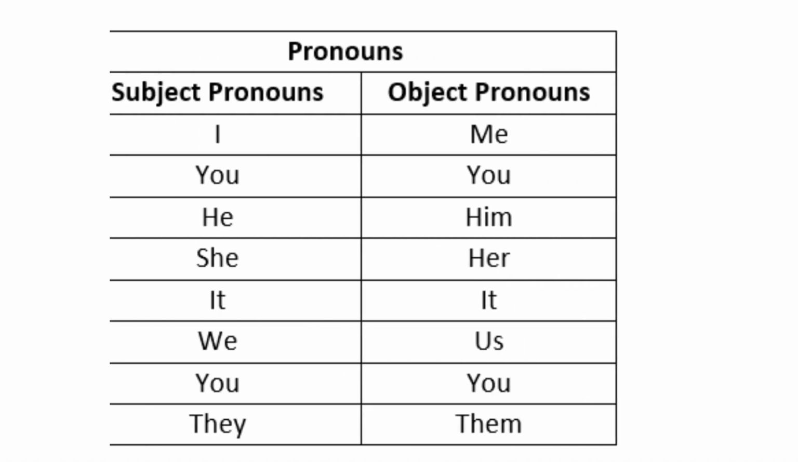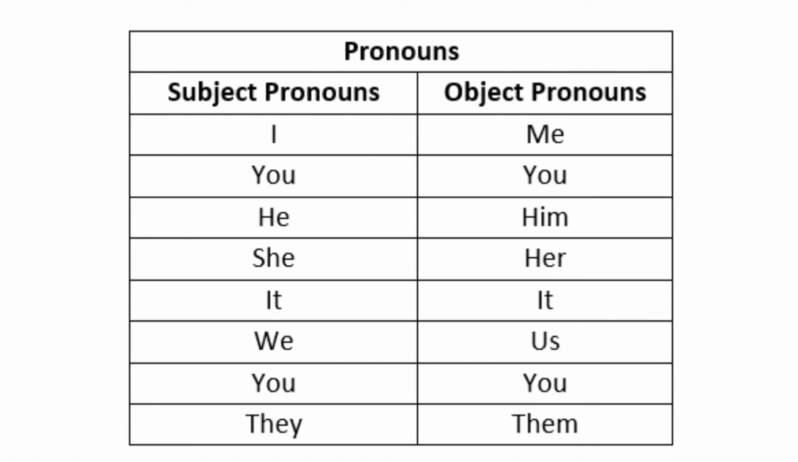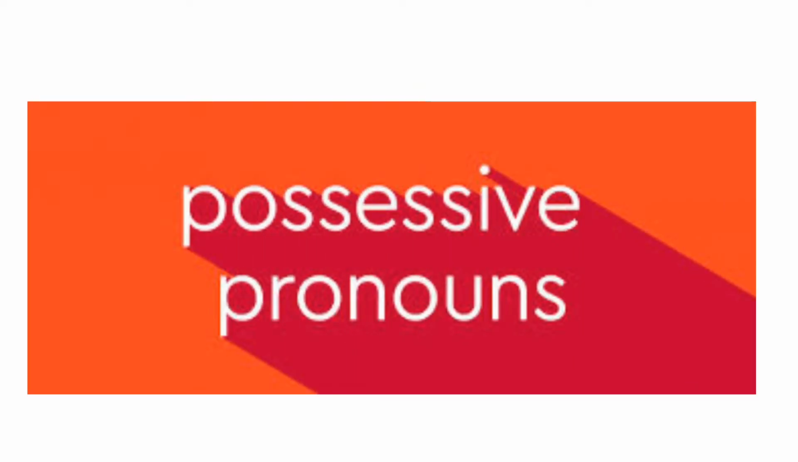We use both subject and object pronouns because a personal pronoun can be used either as a subject or an object. So, based upon the usage, we use the suitable pronoun, either subject or object pronoun. Alright, let's move on to the next pronoun, that is the possessive pronoun.